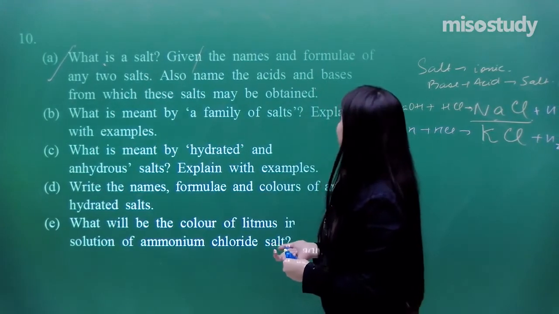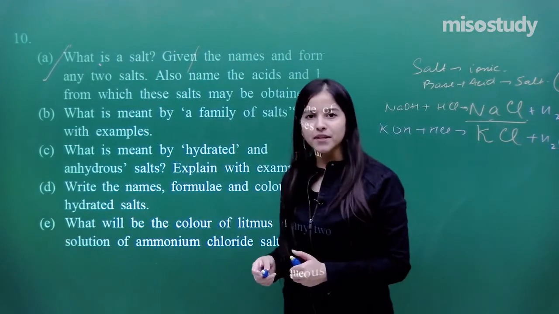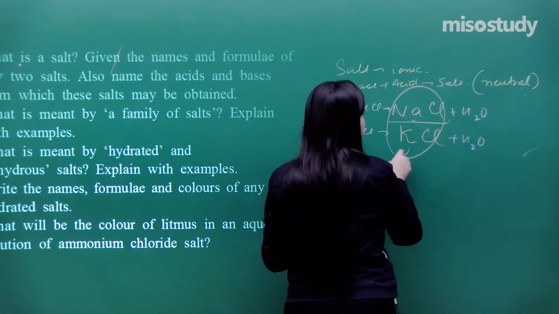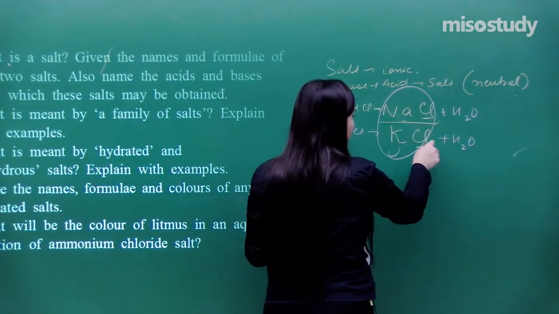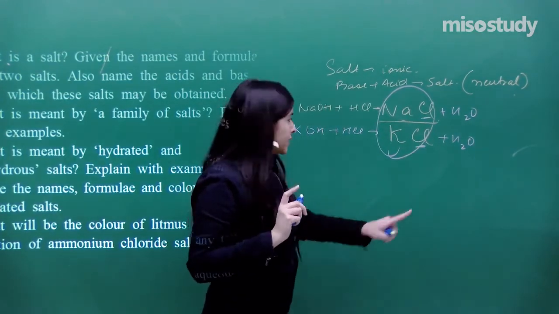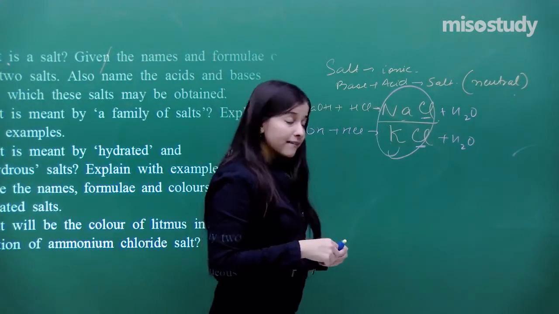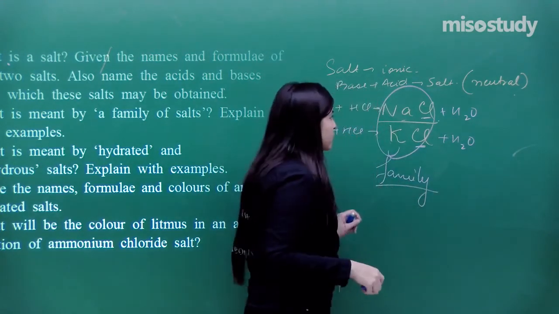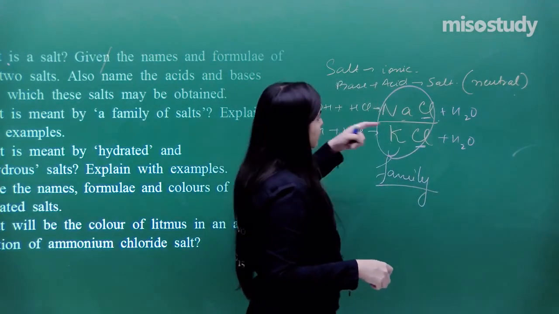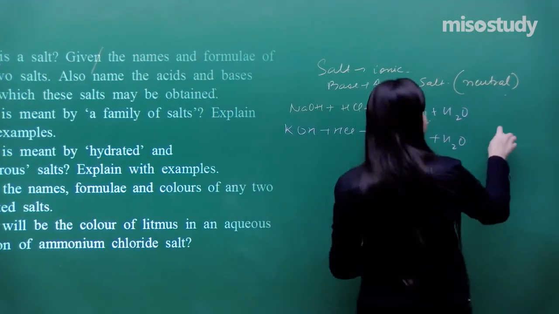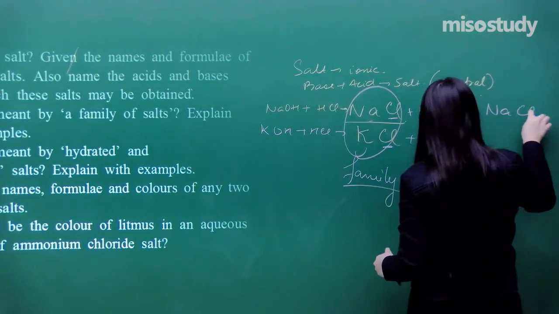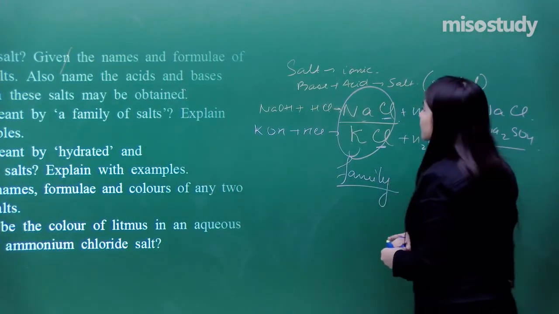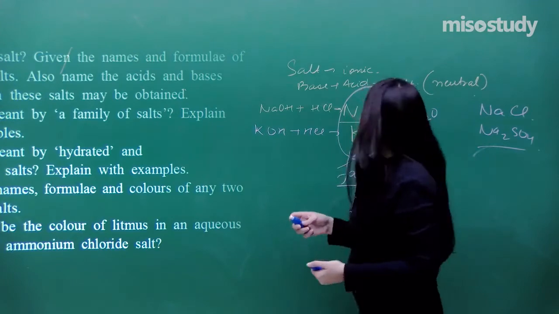What is meant by a family of salts? Explain with the examples. So do you see any family of salts over here? Yes, I do see. See here, family means having one member in common. Two chlorines are there and that is a family. If I just try to have a family associated with Na, can I do that? Any salt, NaCl can be one, Na2SO4 can be one. So these two are also included in a family.